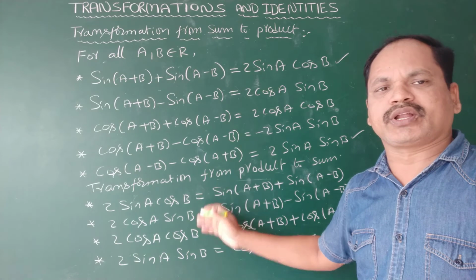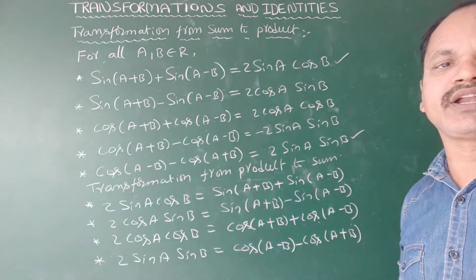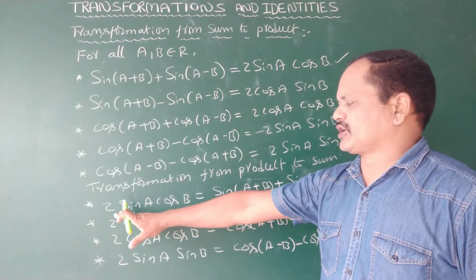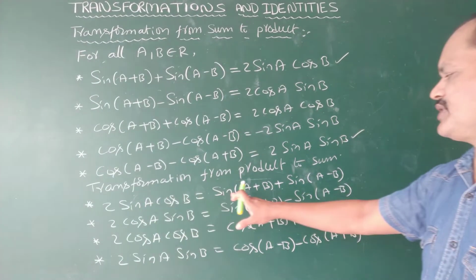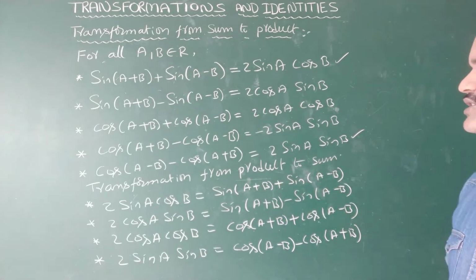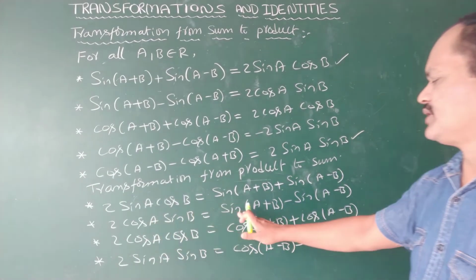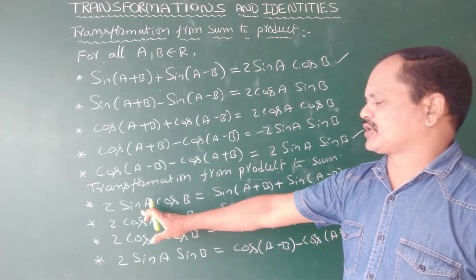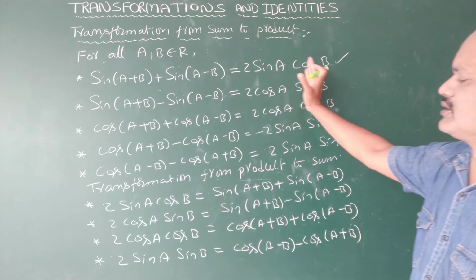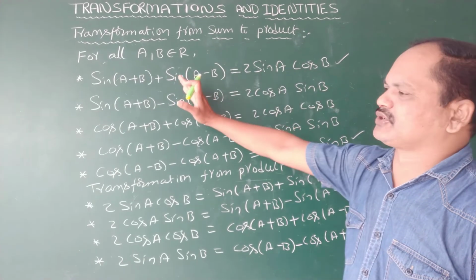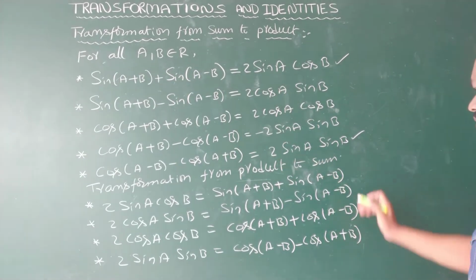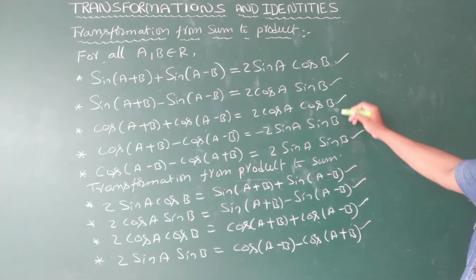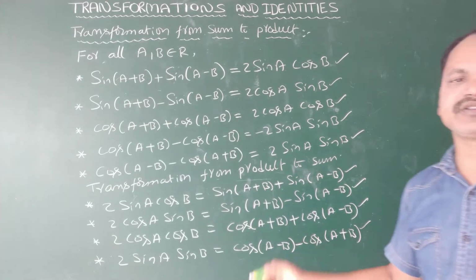Now we are going to product transfer into sum, the transformation of product into sum. Here the product of two functions: 2 sin A cos B is sin(A+B) + sin(A-B), and 2 cos A sin B is sin(A+B) - sin(A-B), like that. That means the product of those two functions is reversed. Here product transfers into sum, and now sum transfers into product. This system is called transformation of the functions, transformation of the identities.